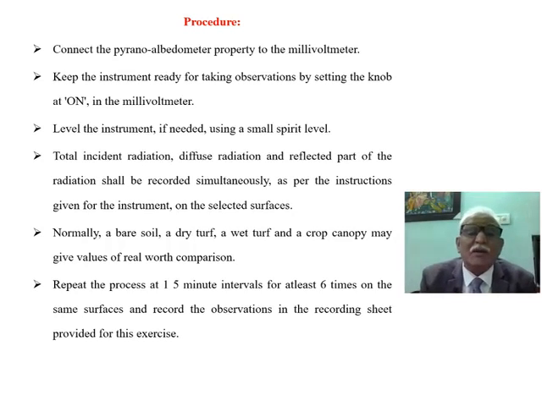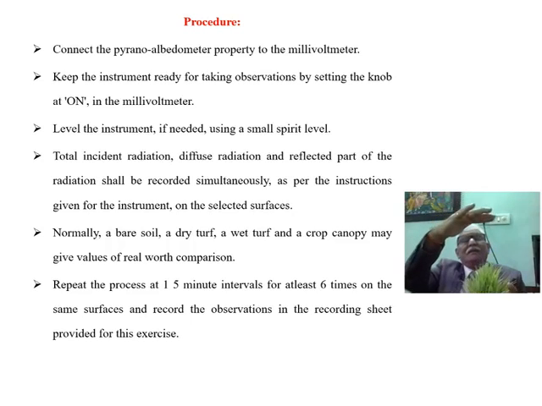Connect the pyranoalbedometer properly to the millivoltmeter. In the millivolts only we get the readings. Now keep the instrument ready for taking the observation by switching on. Level the instrument if needed by using the spirit level. Incident radiation, diffuse radiation, and reflected radiation shall be recorded simultaneously. First, incident radiation: that is all, both long wave and short wave.